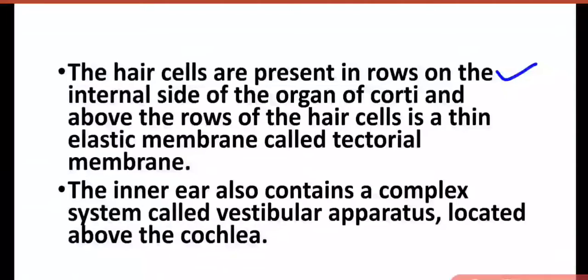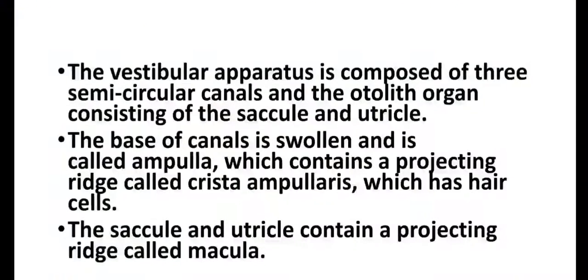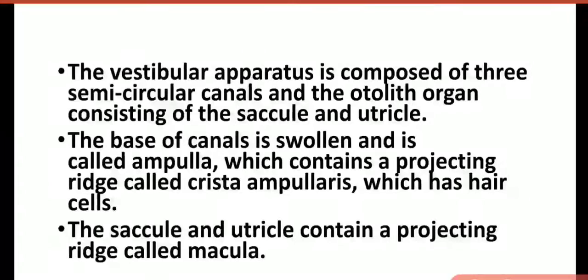The inner ear also contains a complex system known as vestibular apparatus, and this apparatus is mainly located above the cochlea. The vestibular apparatus consists of three semicircular canals and the otolith organ consisting of sacculus and utriculus. The base of the canal is swollen, and that swollen part, as I have already told you, is known as ampulla, and it has a projecting ridge called crista ampullaris which has hair cells on it. Sacculus and utricle contain a projecting ridge called macula.